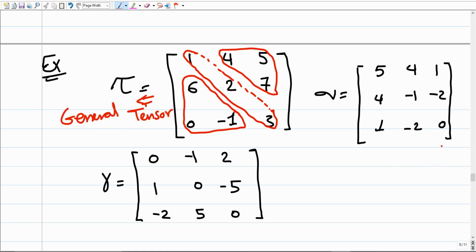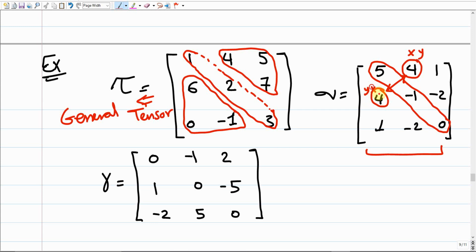But how about this one? This should be a symmetrical tensor. Why? It has off-diagonal components. Even though the off-diagonal would be 0, we're still going to end up with a symmetric tensor. But the key point of the symmetric tensor is that the off-diagonal components should be identical. Like this 4 is identical to this 4. This is the xy position. Here we have the yx position. So that's why we say that the tau xy should equal the tau yx for this tensor to be symmetric.